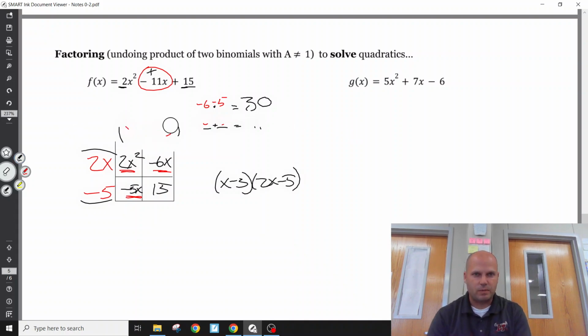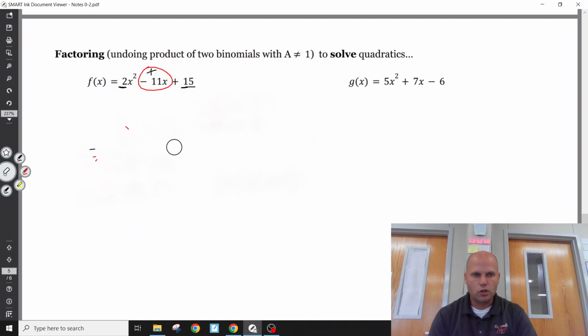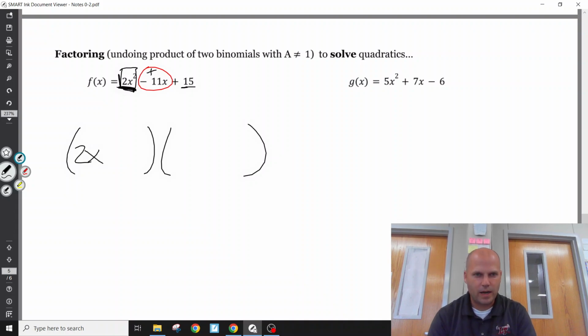Finally, the Mr. Mester method. Here's the Mr. Mester method. Yo, figure it out. What do I mean? The first two terms need to multiply to get 2x squared. That's how you can get 2x squared, if you have 2x times x. The last two numbers have to multiply to get 15. Your options are 15 and 1 or 5 and 3.